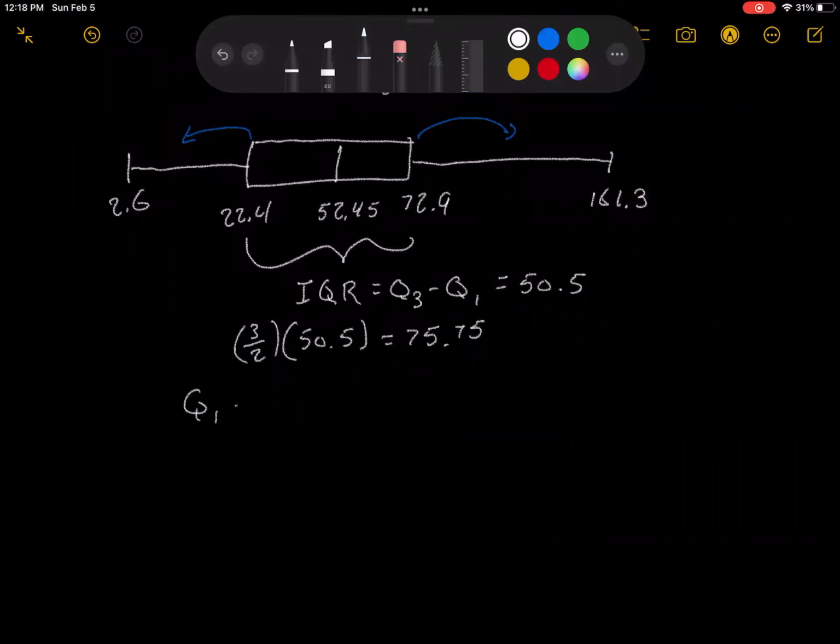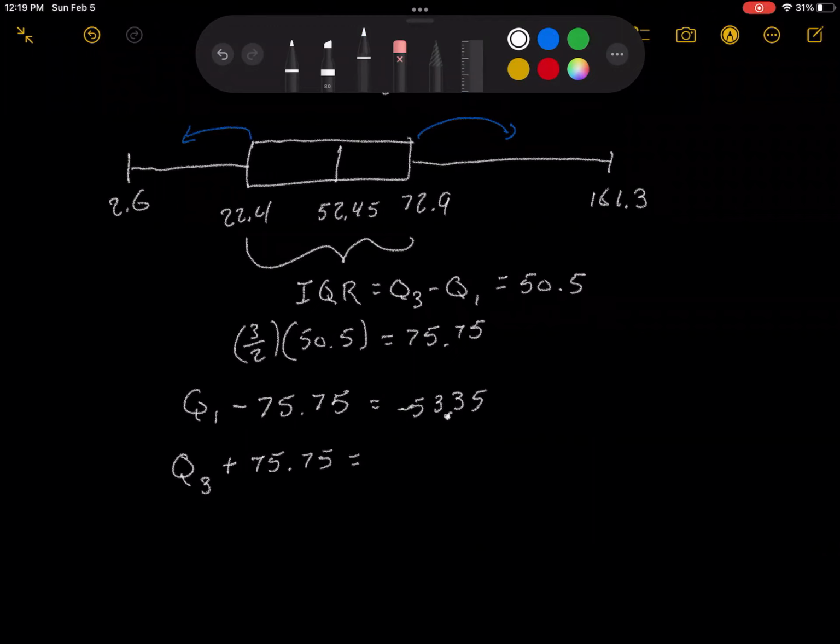If I take Q1 and I subtract 1.5 times my interquartile range, I get minus 53.35. Now, we don't have any negative values here, right? My smallest value is 2.6. So we don't have any significantly small values. Let's see if we have any significantly large values. If I take the right-hand side of my box, Q3, and I add this 75.75 number, I get 148.65.